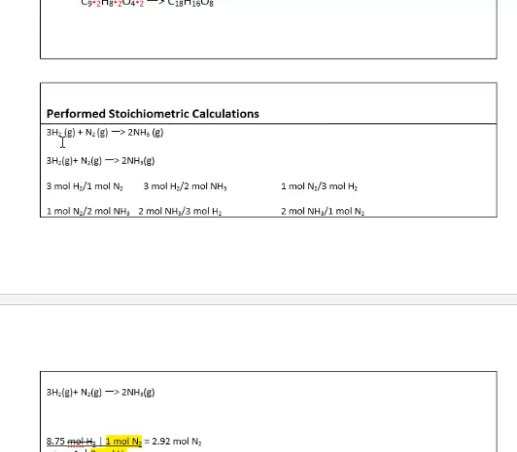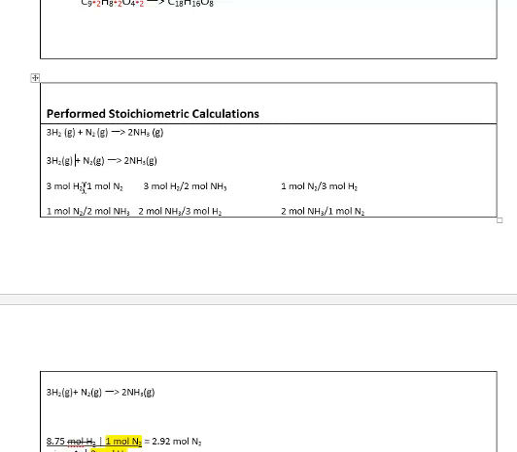Three moles of gaseous hydrogen reacts with 1 mole of gaseous nitrogen to form 2 moles of gaseous ammonia.